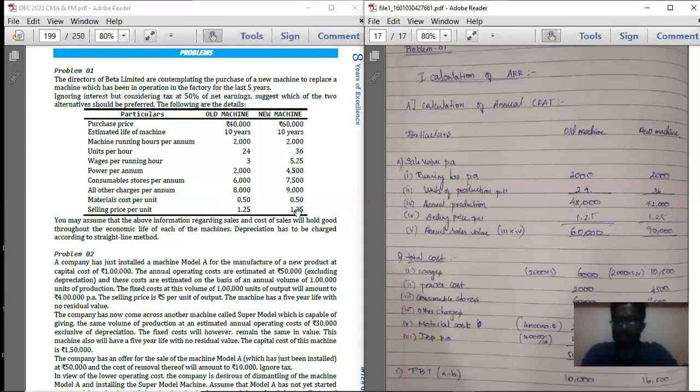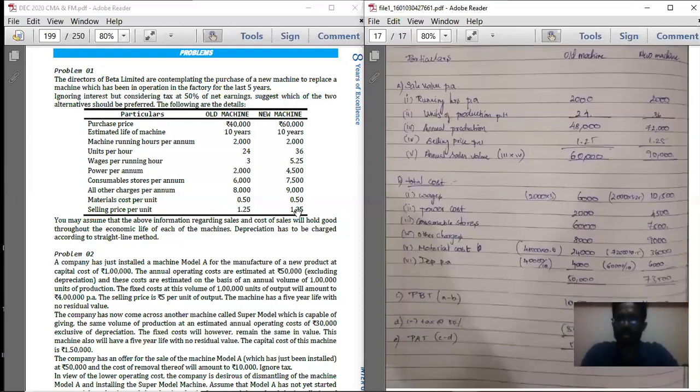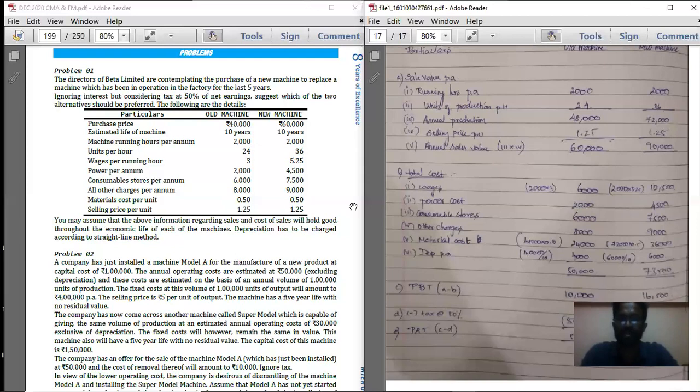90,000. So that is the annual sales value. From that, if you deduct cost, you will get PBT. So below that, leave a line gap, record small b, total cost. Small b, total cost, underline it.